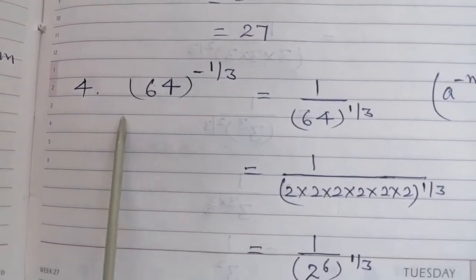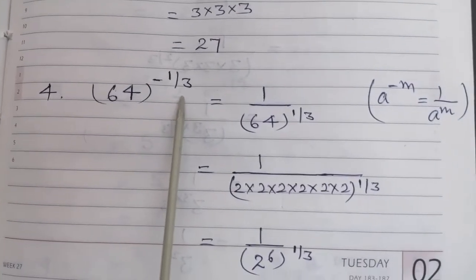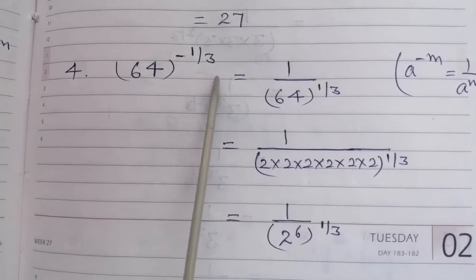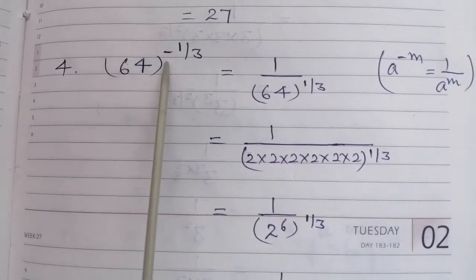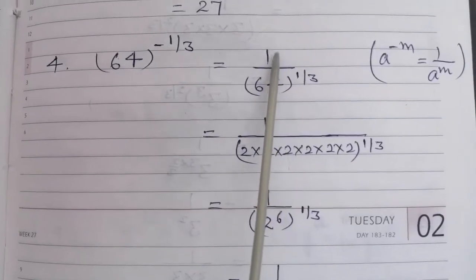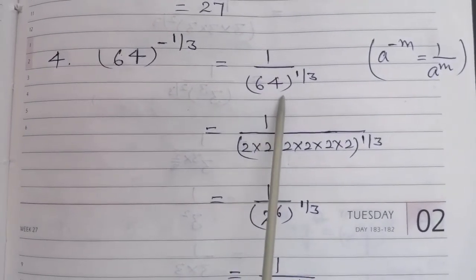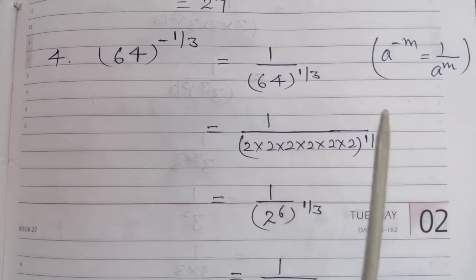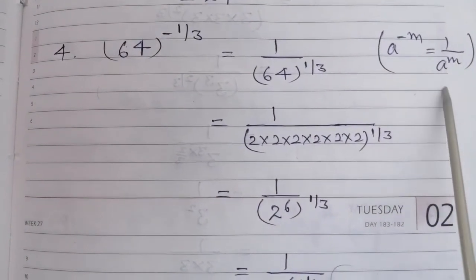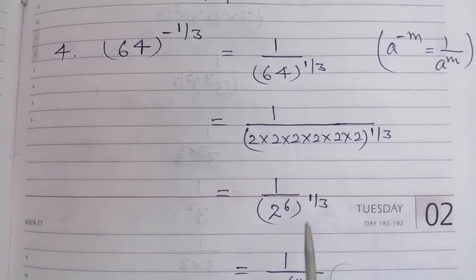Fourth question is 64 raised to power minus 1 over 3. Now the power is negative here, so we have to make it positive first, right? So the power is negative in the numerator, take that to the denominator. So you can have 1 over 64 raised to power 1 upon 3, right? Because a raised to power minus m is equal to 1 upon a raised to power m.